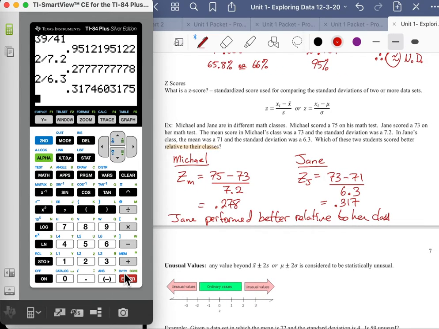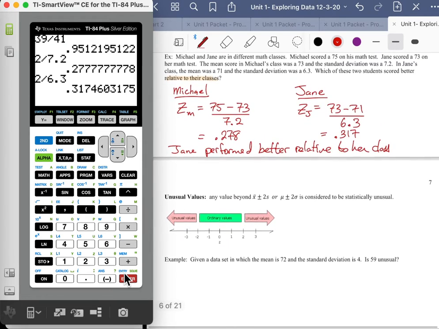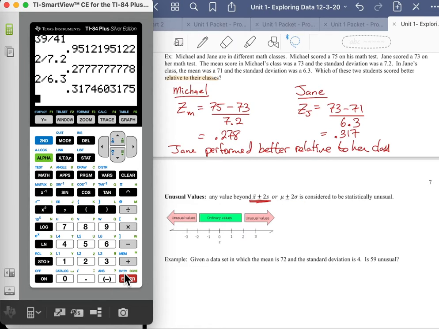All right, so then unusual values: any value beyond 2 standard deviations away from the mean. You'll see the alternate notation here, just in the interest of being correct: mu plus or minus 2 sigma. That's for population means and standard deviations. We're not there yet. So x bar plus or minus 2s is the one we're working with here, because we haven't talked about populations yet. That'll be more in the second unit.